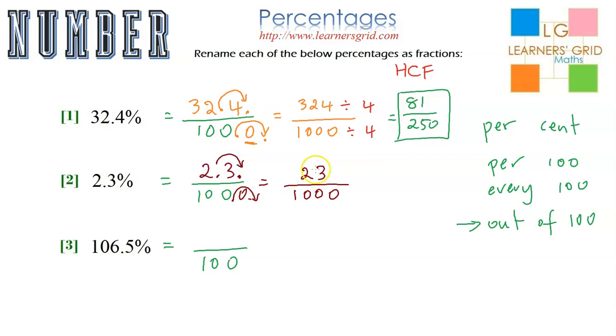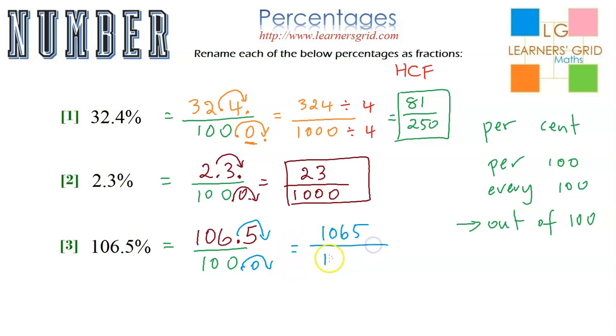If I have a look, I see that 23 is prime. 23 doesn't go into 1000, therefore this is the answer. Whenever you get to a prime, just check to see if it goes into the denominator. If it doesn't, you can stop right there. For number 3, let's write that one in. 106.5. Okay, so again, I need to move it one space to the right. So here, one space to the right, that becomes a 0. So I have 1065, and it's over 1000.